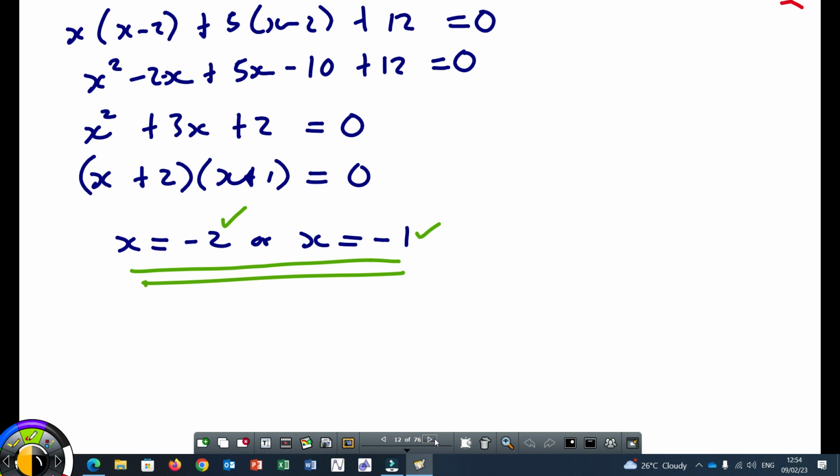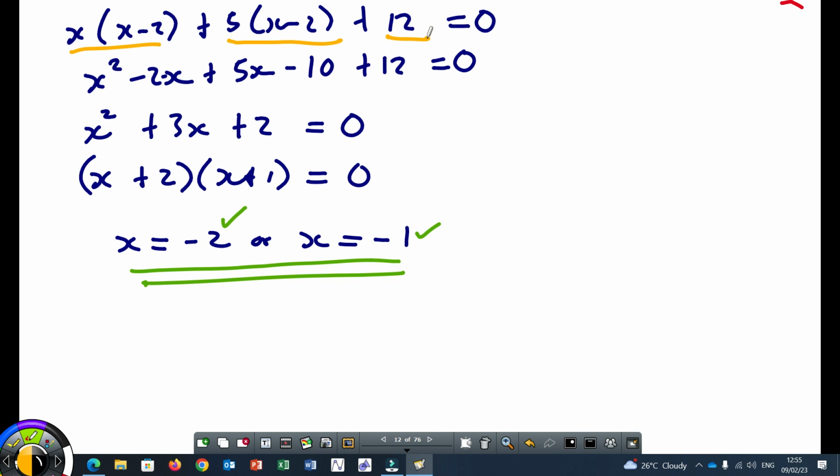So we end up getting our first term as x times x minus 2. Second term is 5 times x minus 2. The third term, it becomes positive 12 because of the common denominator. Okay? The reason why we have to determine the LCD is for us to be able to add the numerators. You can't add fractions when the denominator is not the same.